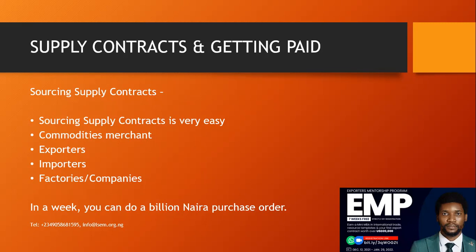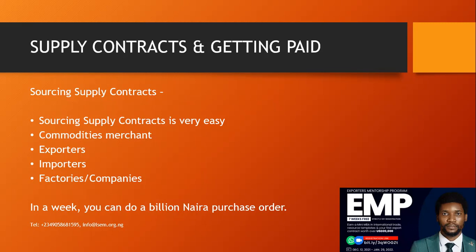the commodity that they need, because most of these companies and factories, they use the commodity for maybe feedstock or maybe for their farm to make feed. So they are always in need of suppliers. They are always in demand of the commodity. So you can also source supply contracts from commodities merchants around.